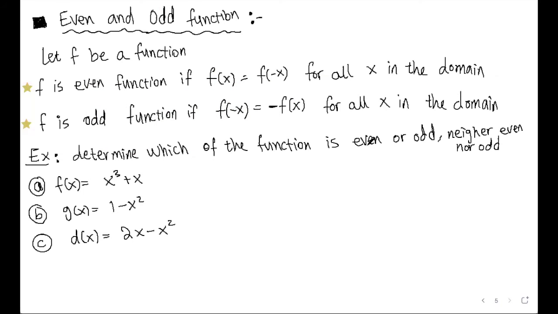Okay, so I have to check whether the function is even, odd, or not even, not odd. For the first one, how can I check if it is even or odd? Just by seeing the exponent. Exponent? Yes.